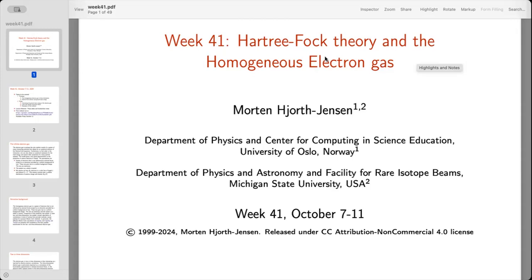This system in 3 dimensions and 2 dimensions has functioned as a benchmark for many body theories, but it's also been an excellent approximation to properties of valence electrons and conducting electrons in metals and also in semiconductors, etc. So it's a model which offers a lot of benchmark possibilities of many body theories.